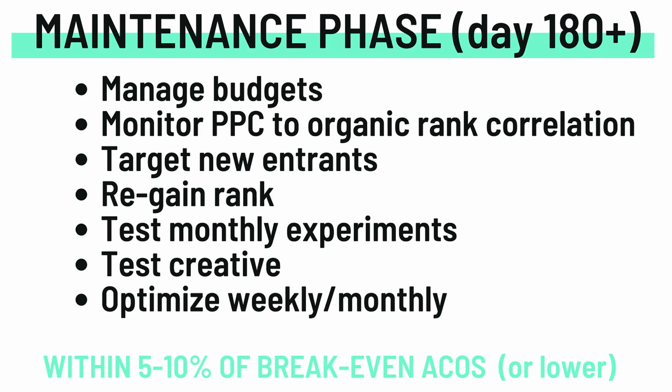And really here, we should be within at least 5 to 10% of our break even, ideally below break even at this point. So let's say that your break even ACoS is 45%. We kind of want to be at or below that ideally, or if we're aggressively pursuing rank, you don't want to be much more than 5 to 10% above your break even. And again, you want to closely be monitoring what the pay-per-click to organic rank correlation is, especially if you're going to be over break even.